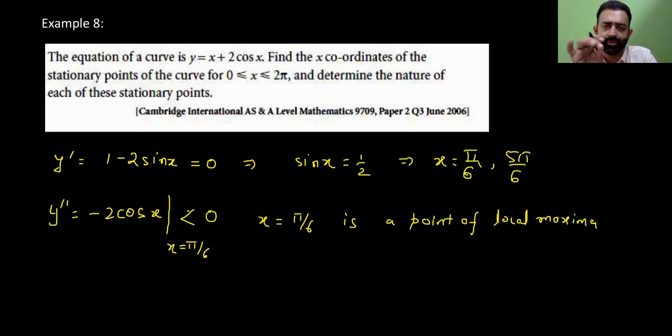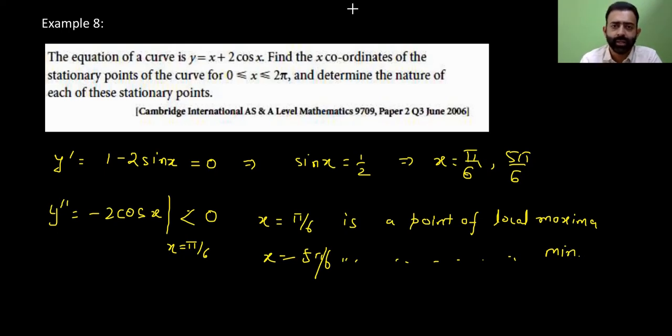Now you have two stationary points. If you know the nature at one point, the second point is obviously the other one, because maxima and minima come alternately, right? You don't have any curve which has two continuous maxima or two continuous minima. They always come alternately. One is maxima, then the other will be minima. So at x equal to pi by 6, it is maxima, so x equal to 5 pi by 6 is a point of local minimum.